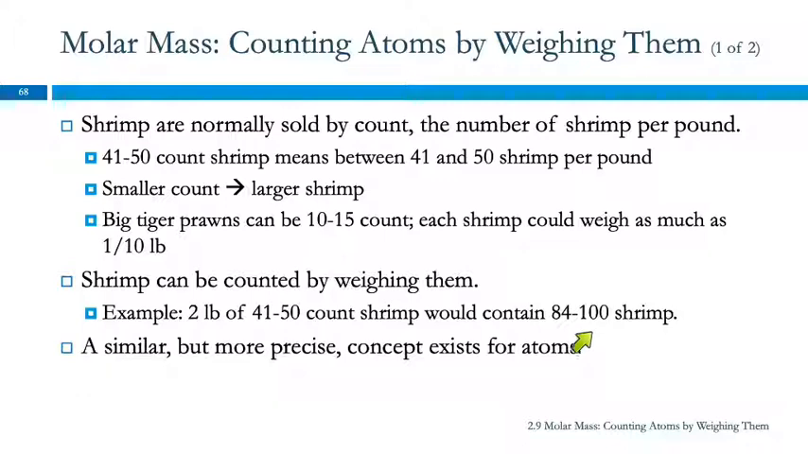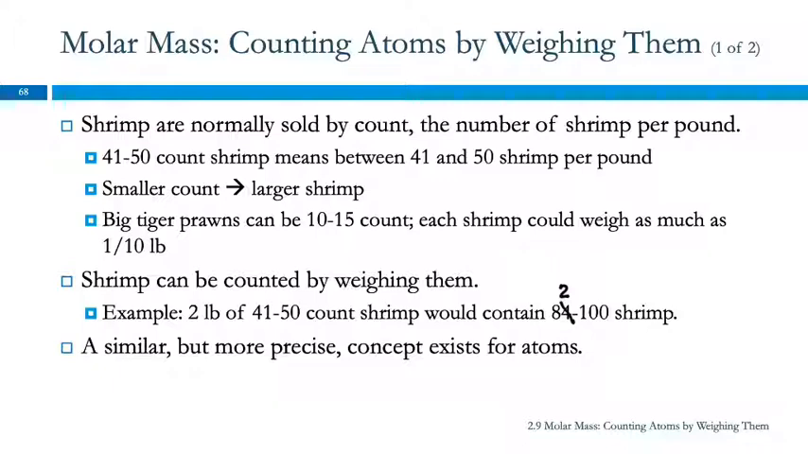That doesn't, 82. I don't know if that's their typo or mine. 82, because 2 times 41 is 82. 82 to 100 shrimp, right? Everybody okay with that idea?